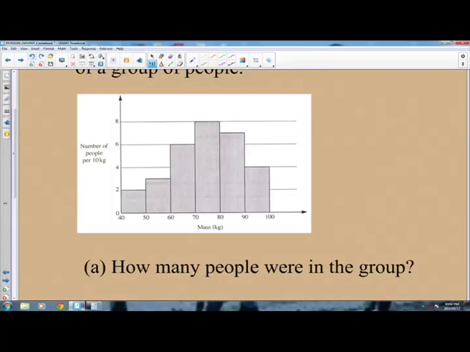The question says: how many people were in the group? So from the group 40 to 50, we have 2. Plus 50 to 60 is 3. So it's 2 plus 3, and then 60 to 70 is 6, so it's plus 6. 70 to 80 is 8, so it's plus 8. And then 80 to 90 is 7, so it's plus 7. And then 90 to 100 is 4, so it's plus 4.